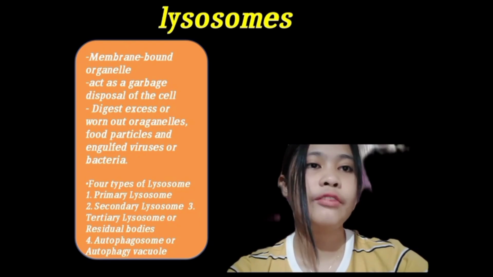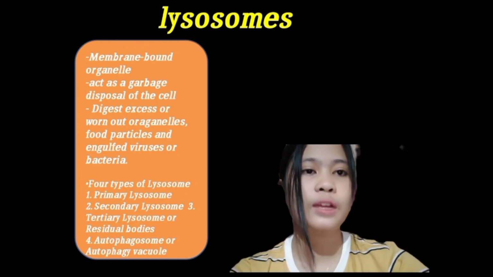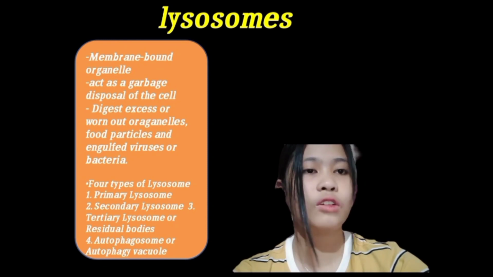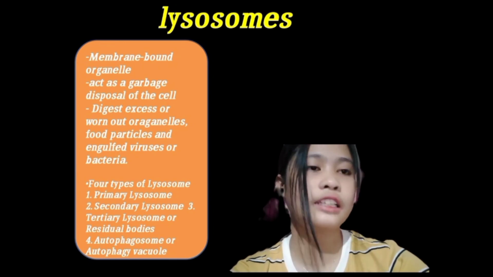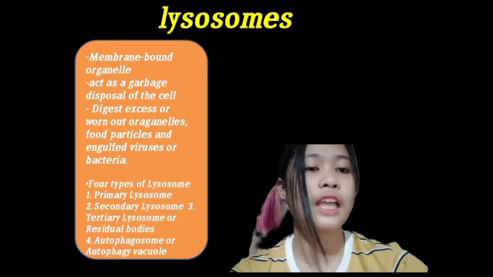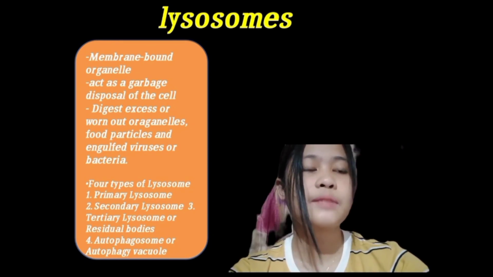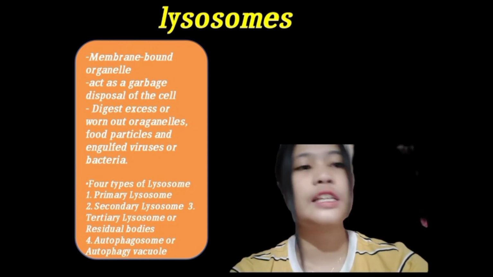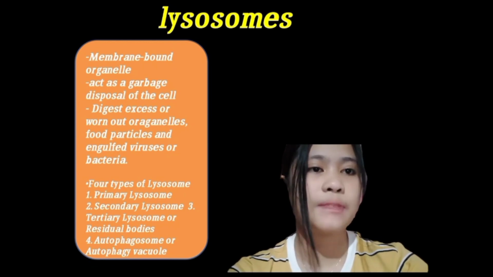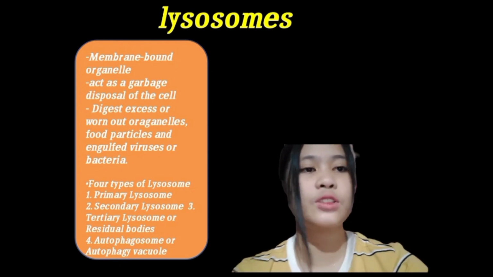So, there are 4 types of lysosome. The first one is the primary lysosome. These are small vesicles that form from the Golgi apparatus and contain inactive digestive enzymes. The second one is the secondary lysosome. This type of lysosome is the opposite of the primary lysosome. It contains active digestive enzymes that are capable of eliminating materials inside the lysosome to the outside.